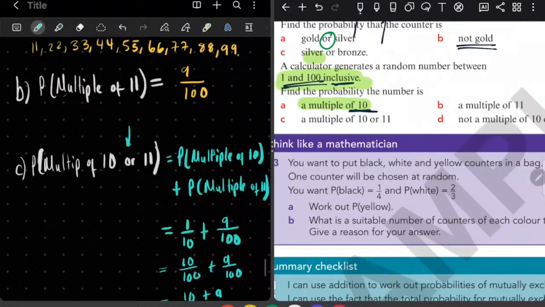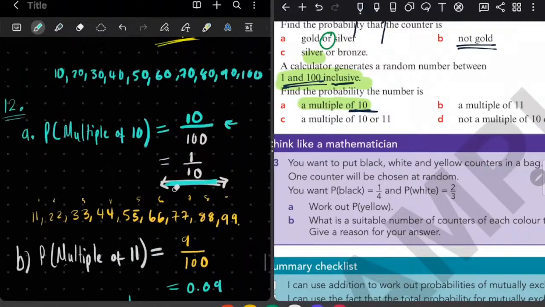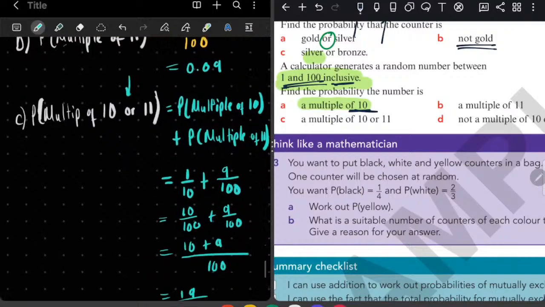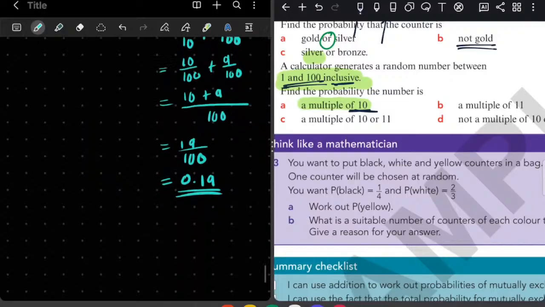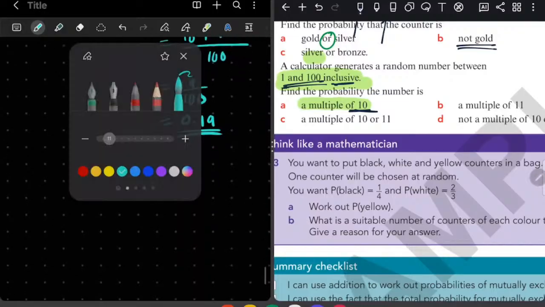Here, you could have made this 0.09. Then 1 over 10, you could have made it 0.10 if you wanted. Are we together? All right, well done. What about this one?